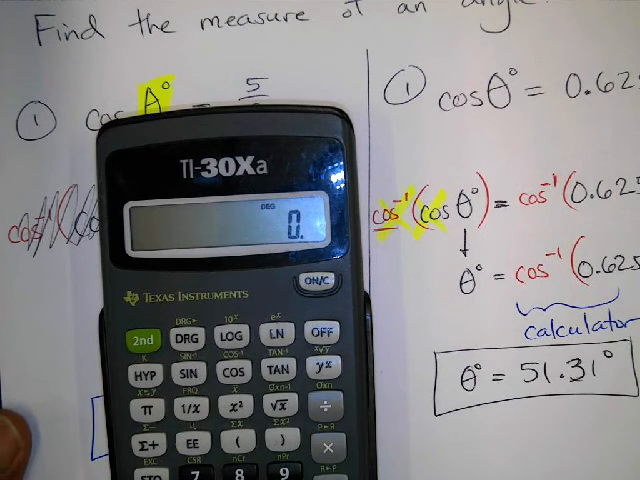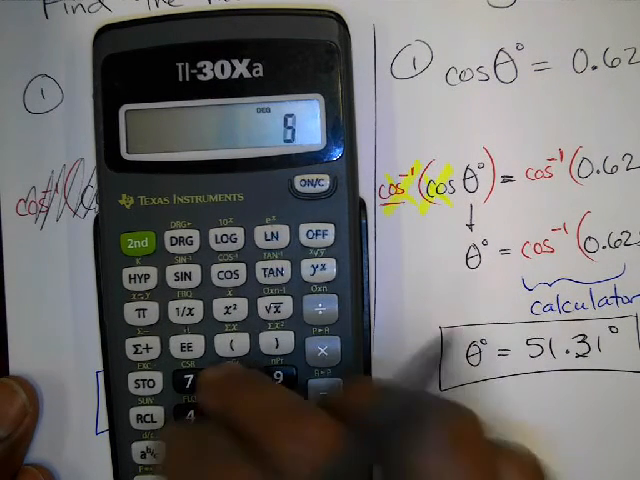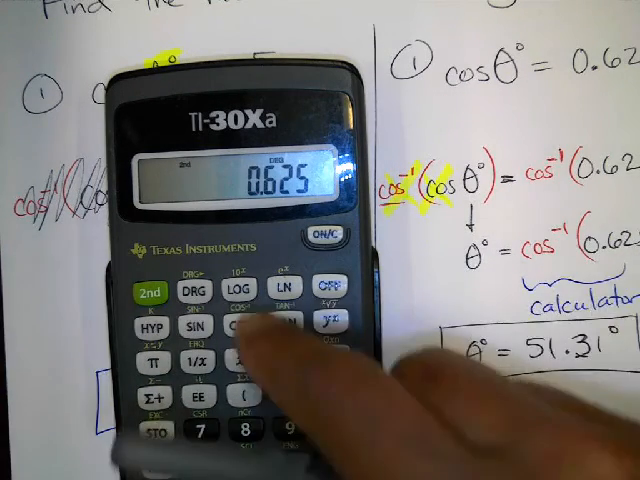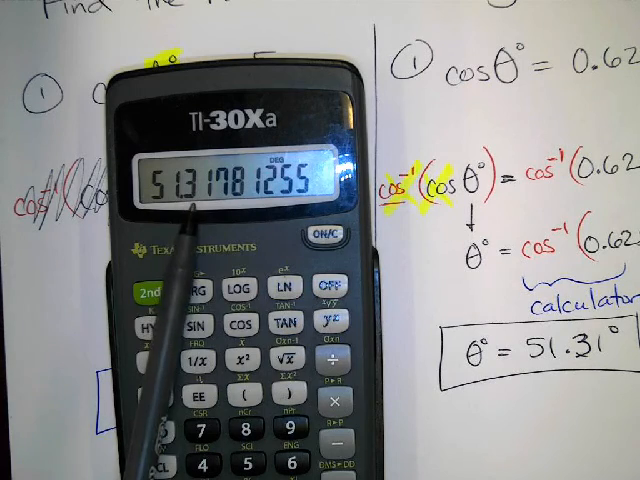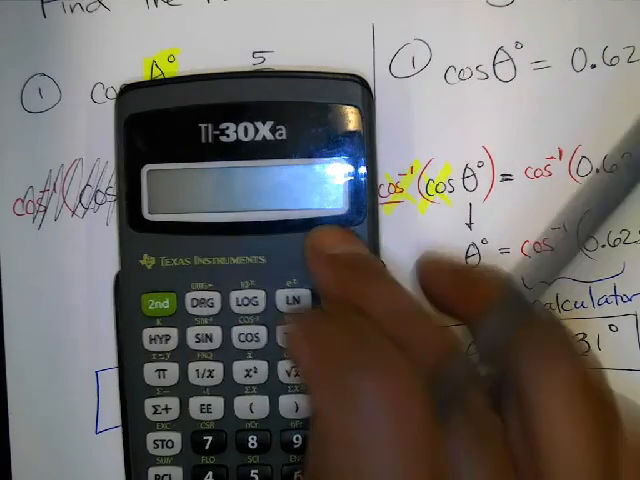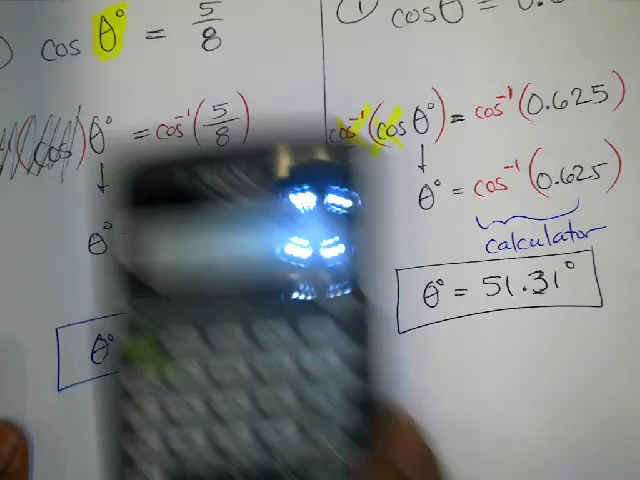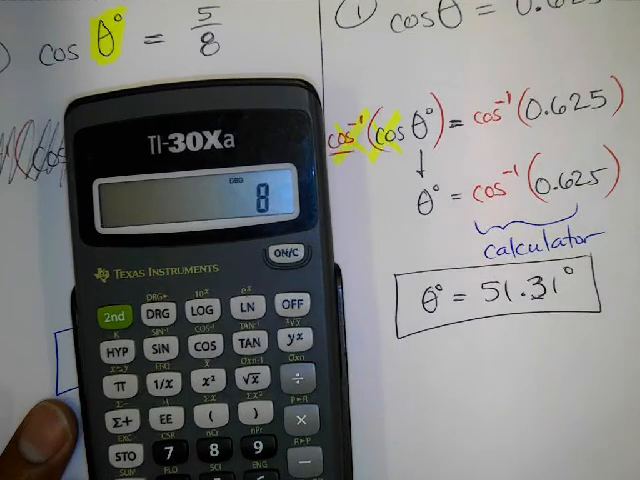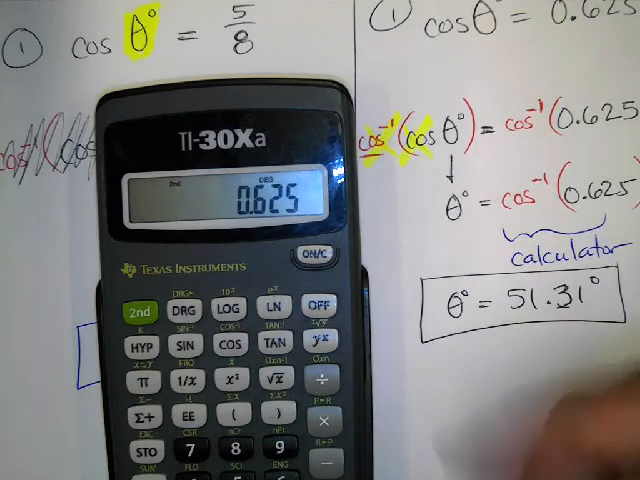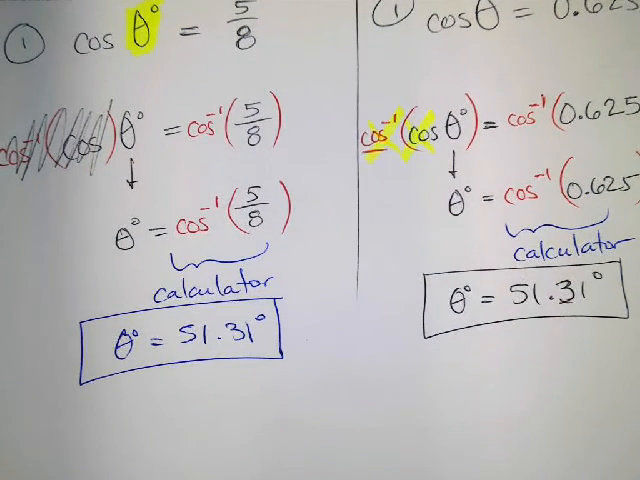Now, for those of you that have this calculator, remember, you're going to have to do this backwards. You're going to have to do the 5/8 first. You have to do 5 divided by 8, get the decimal equivalent first, and then hit the green button, cosine inverse, and there it is, 51.31. I'll do that again. For those of you that have this calculator, this is the one where you have to put the number first and then the function. So you have to do 5 divided by 8, get the decimal, and then use this little green or blue button, cosine, and do it that way.